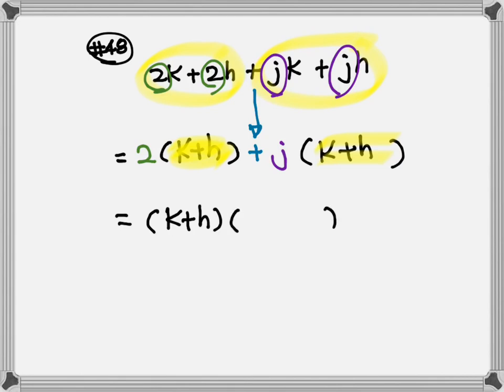Then next, you draw empty parentheses. You go back to the previous steps. Whatever is outside of the parentheses, you bring everything into that empty parentheses. And that's the answer. Now, let's look at number 50.